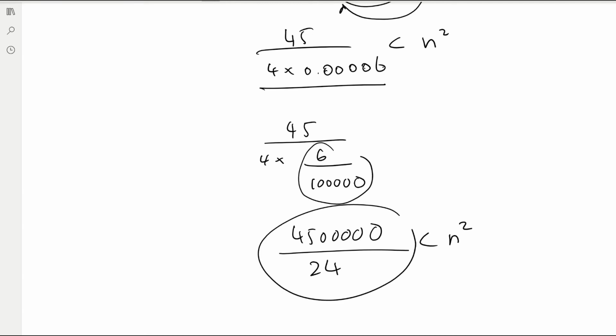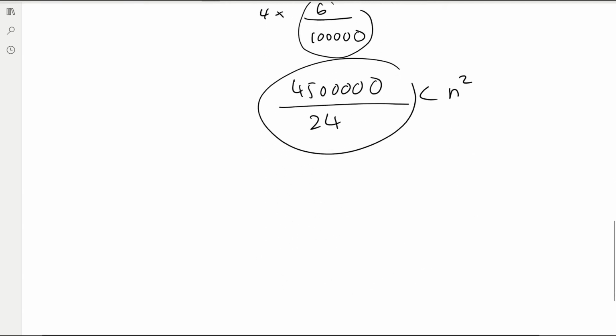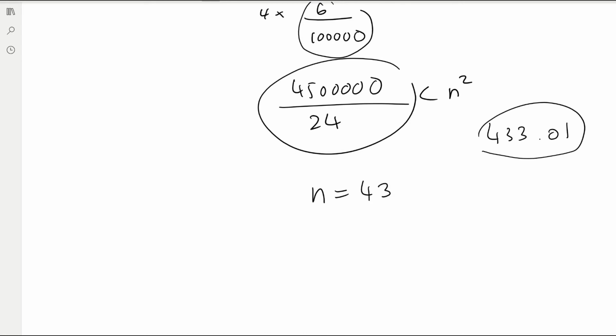Now take the square root of this, and if I do that, let's see what I get. I'm going to get 433.01. Now here we round up. We don't say it's 433. Remember, we go one above, so it's 434. That's how many subintervals I need. Okay, so that's the answer I got.